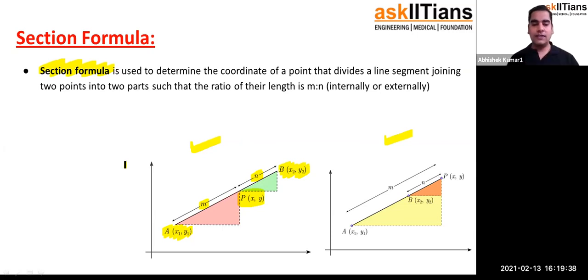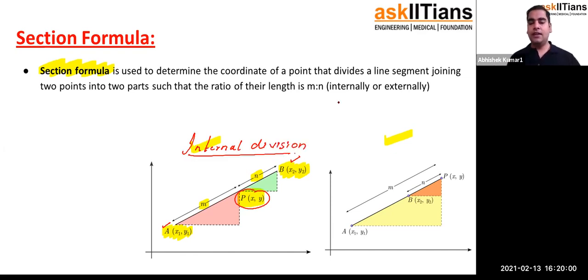Why will it be a case of internal division? It will be a case of internal division because the point which is dividing the line joining A and B is lying internally, between A and B. So this case that we have is going to be the case of internal division. How we do it, we are going to discuss anyway. No need to worry about that.